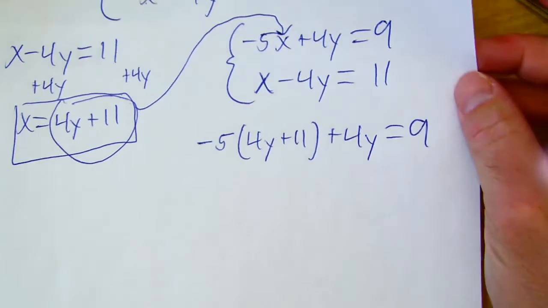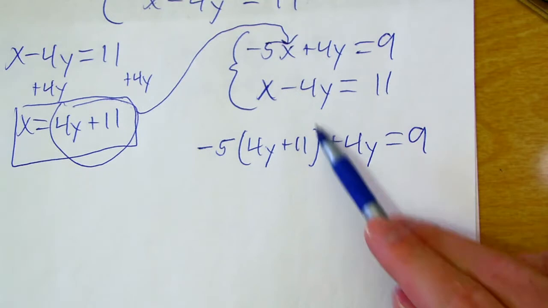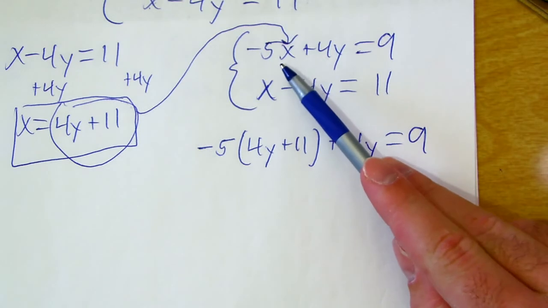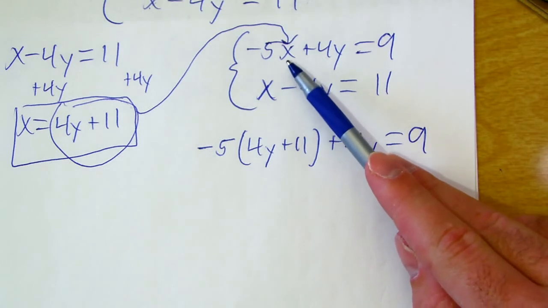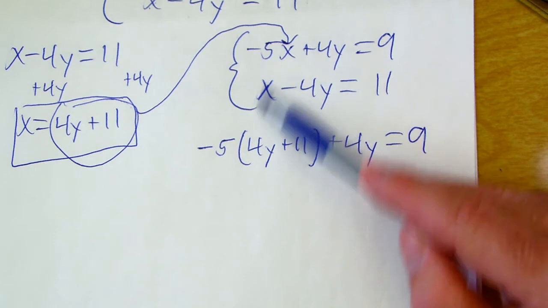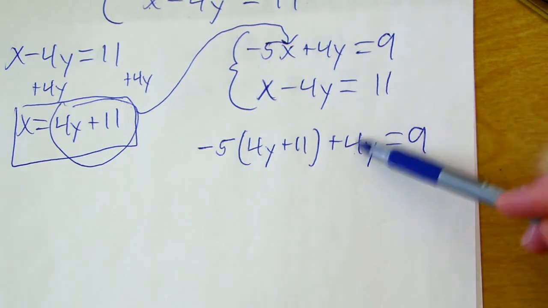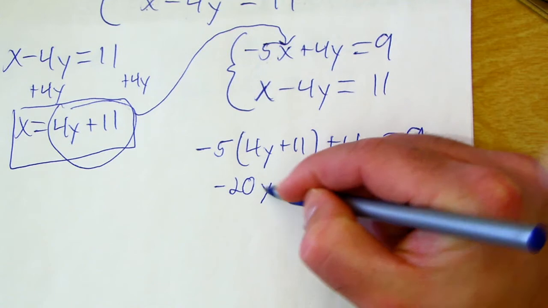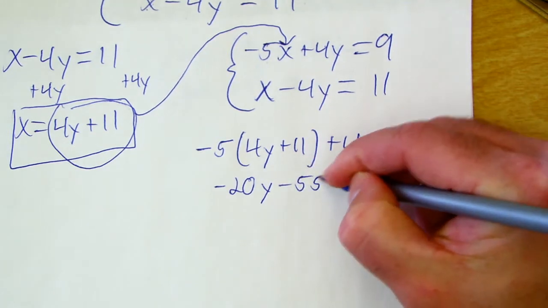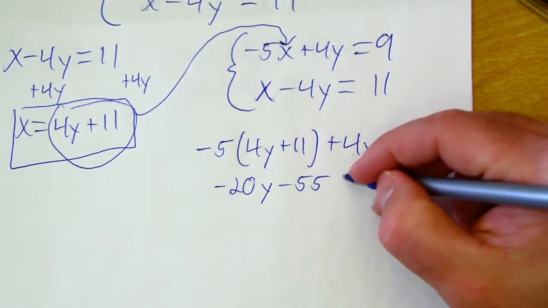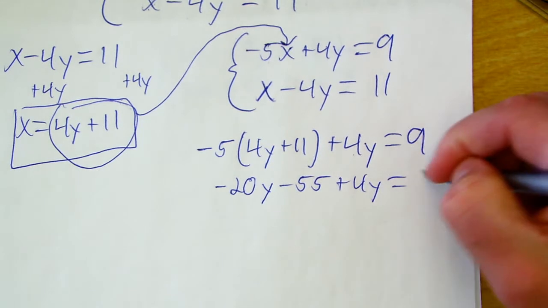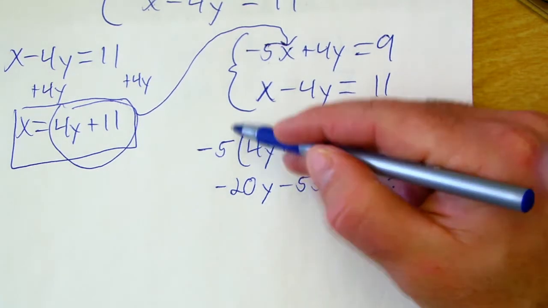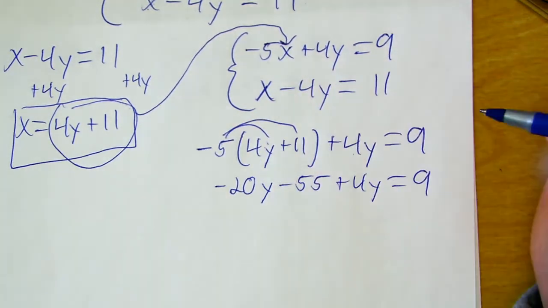Again, when you're substituting, be very careful that all I'm doing here is replacing x with the 4y plus 11. Everything else stays intact. The negative 5, the plus 4y, and the 9. So I got to do some distributive property here. Negative 20y minus 55 plus 4y equals 9. Again, the negative 5 only gets distributed to the terms inside the parentheses.